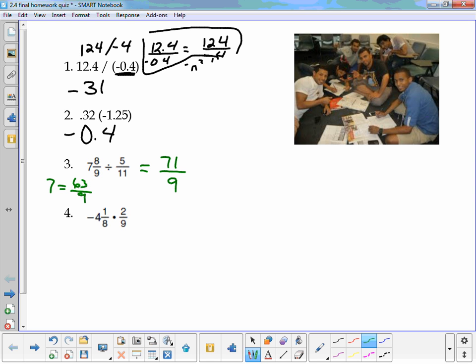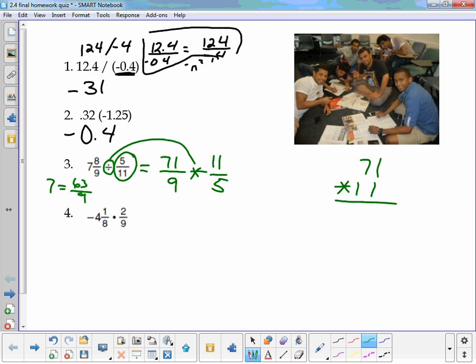Because I have 7 is equal to 63 plus 8 more ninths. We get a grand total of 71 ninths. And now instead of dividing, we're going to multiply by the reciprocal. So we're going to take 5 elevenths and make that 11 fifths. Okay? Now when I actually did this one, I actually had to go over and do 71 times 11 over here on the other side.